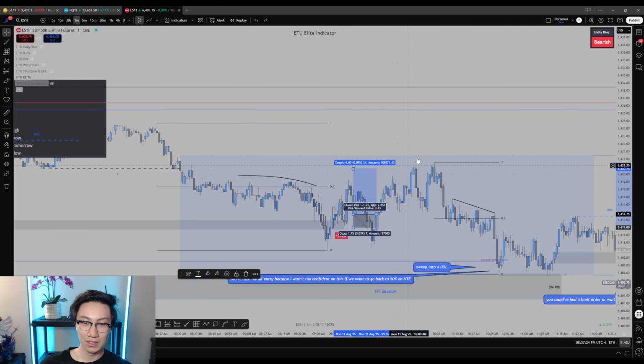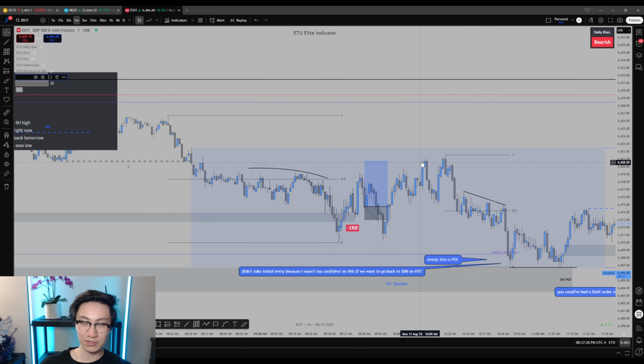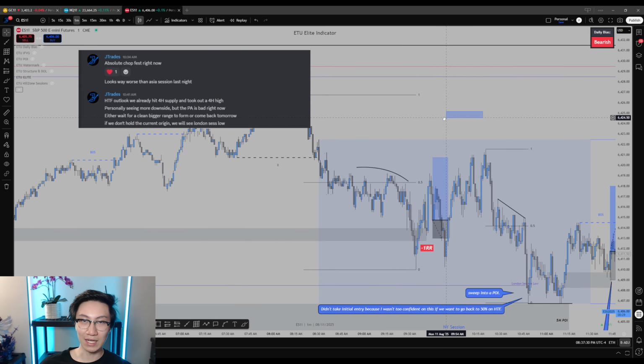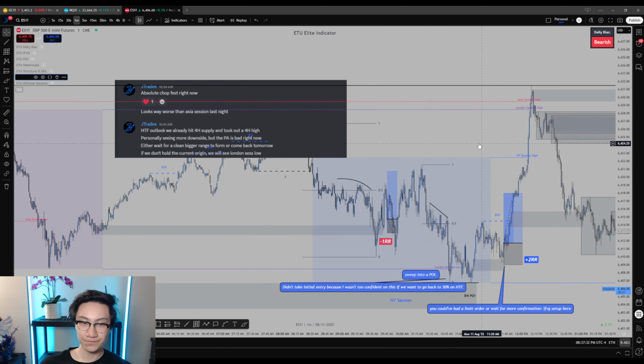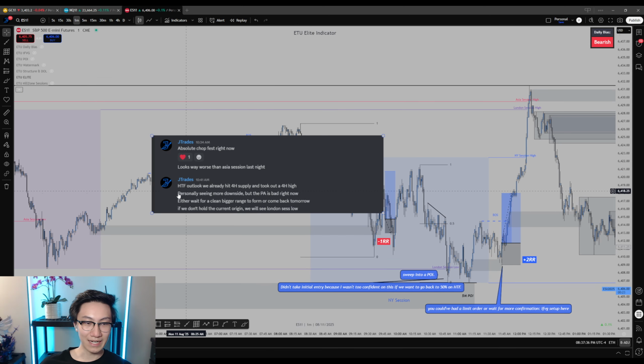It played out, but I decided to take an aggressive entry because I'm not a huge fan of taking 1-to-1s, especially with my account size. Ideally, I'll still go for higher risk reward trading to maintain a good edge. But you can see I said my high time frame outlook was that we already hit 4-hour supply and took out a 4-hour high. I personally see more downside, but PA is bad. I said it around here, right? PA is very bad here, very choppy. So I told everyone to either wait for a clean range or come back tomorrow.